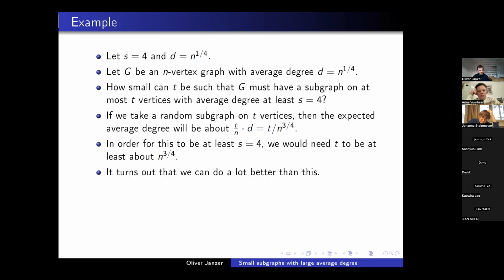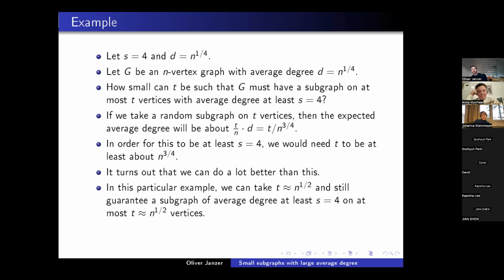But there is a better strategy, we can do a lot better than this, which is basically the content of my talk, but of course for more general parameters. In this particular example, we could take t to be as small as n to the 1/2. So we can find a subgraph on only n to the 1/2 vertices, which still has average degree at least 4. And the bounds on the size of t that we obtain will be optimal up to polylogarithmic factors. So in this example, this n to the 1/2, for example, is the tight exponent. 1/2 is the right exponent.